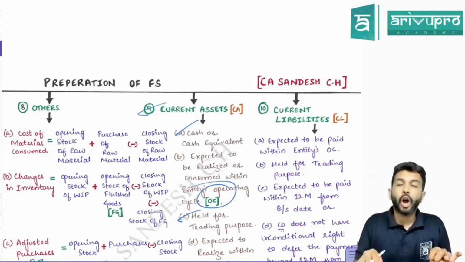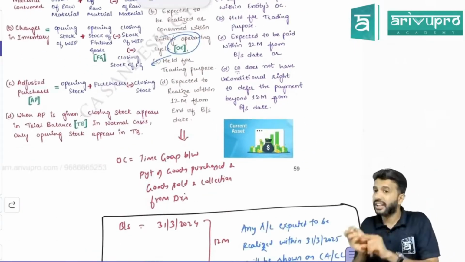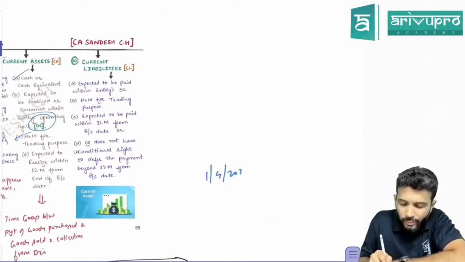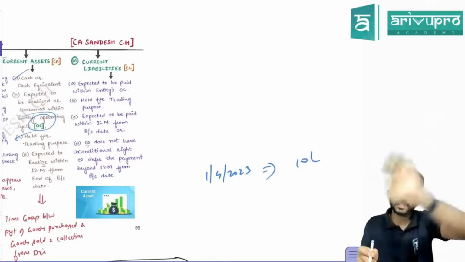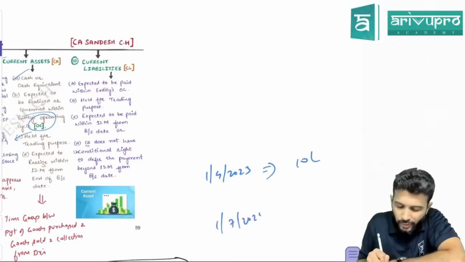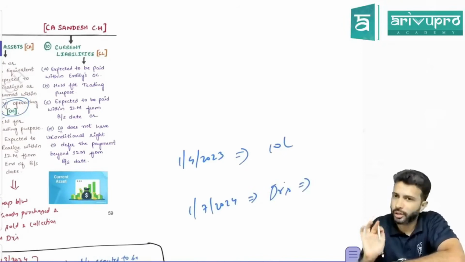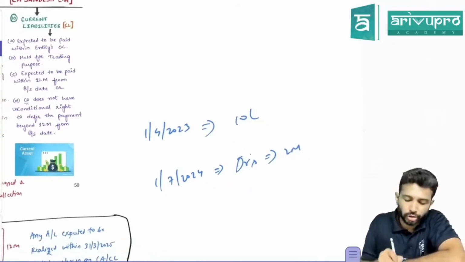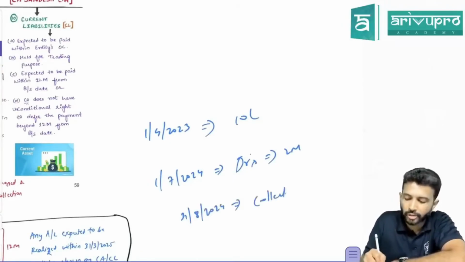Operating cycle means it's a time gap between the day you purchase the goods and sell the goods and recover the money from debtors. Suppose you purchase the goods on 1st April 2023 and you paid 10 lakh rupees to the creditor because it's a cash purchase. Suppose you sold the goods on 1st July 2024 to your debtors. Usually you'll make a credit sale. Let's say the credit term is 2 months. You sold it on 1st July, so you'll collect the money on 31st August 2024.